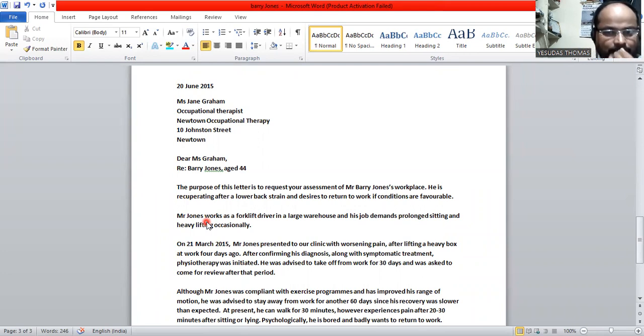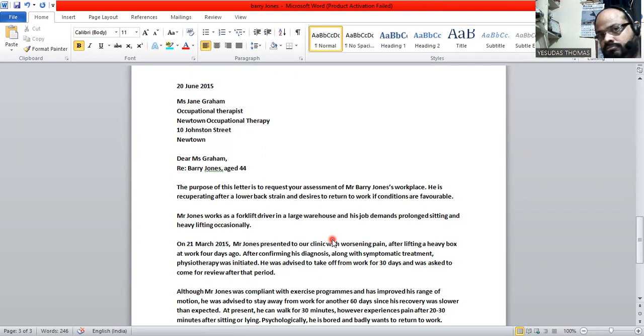And then what happened is that he was lifting a heavy box just 4 days before his presentation to us, on 21st March. He met with a condition, not a sprain, it's a strain to his back. It was severe. The incident happened on 17th of March, and after 4 days he presented to our clinic with complaints of worsening pain.